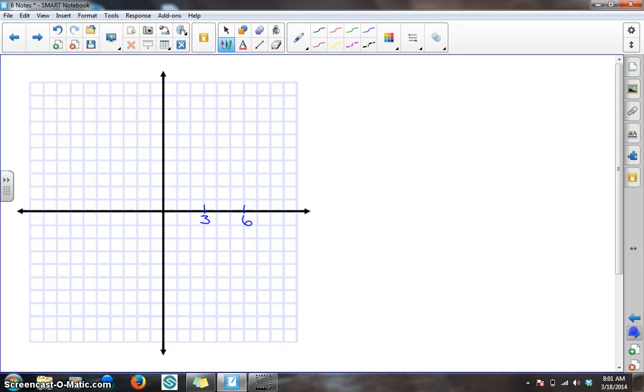And so I'll count in the same exact scale going up and down the y-axis. This way, on both axes, every box is worth 1 unit. Is everybody clear on that?